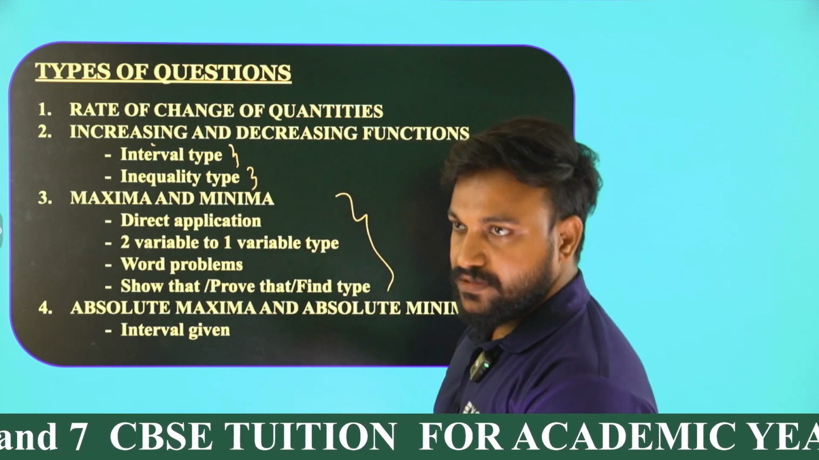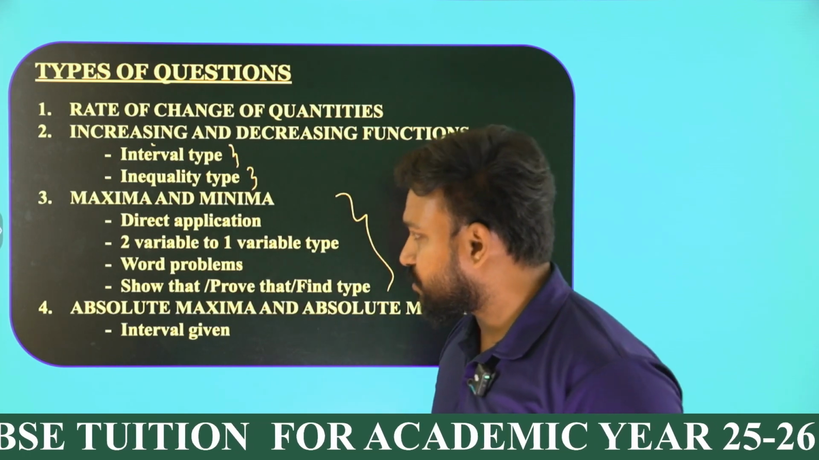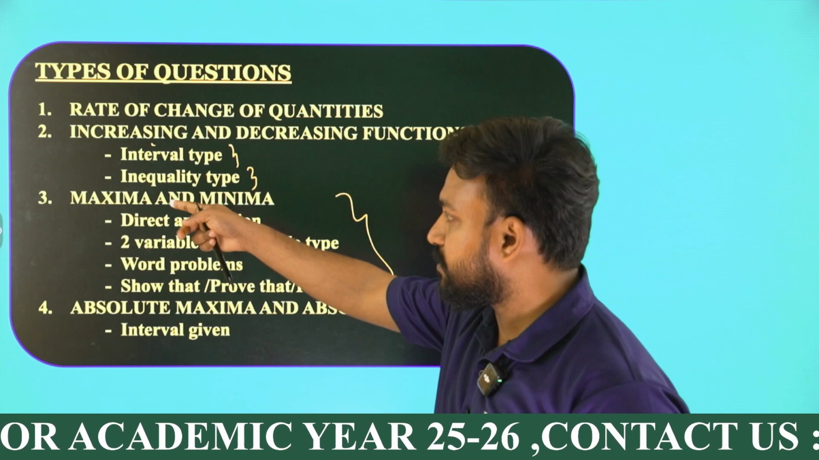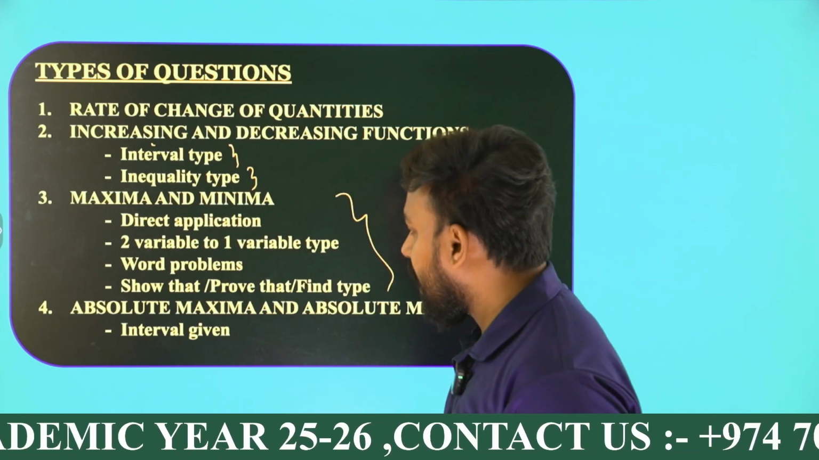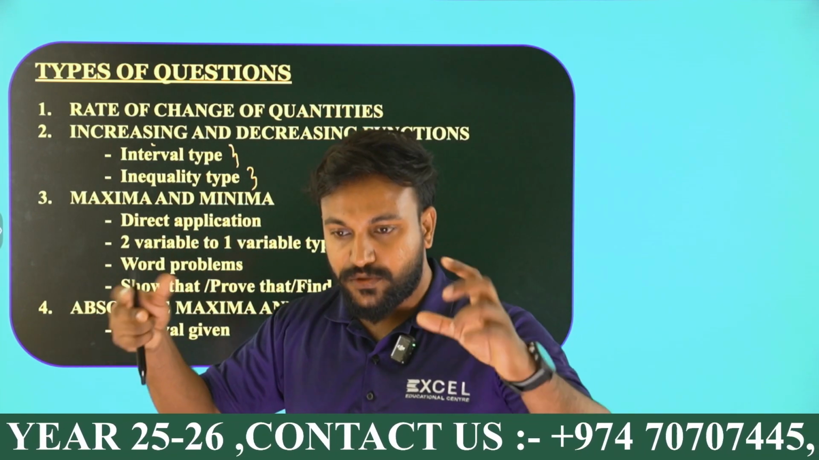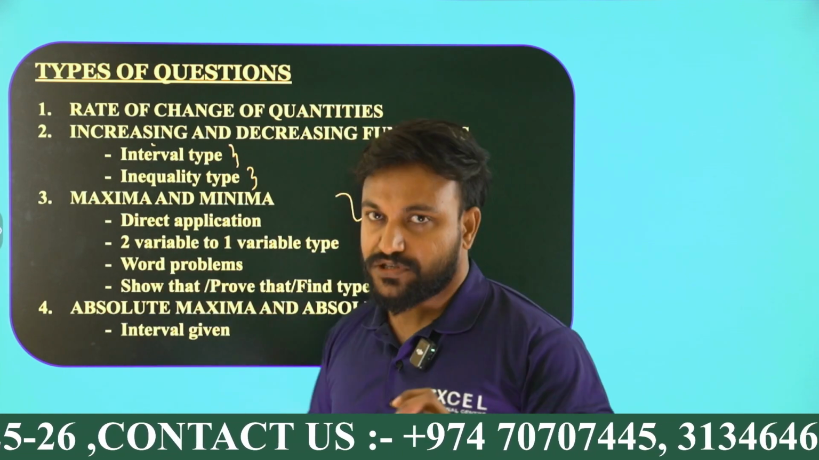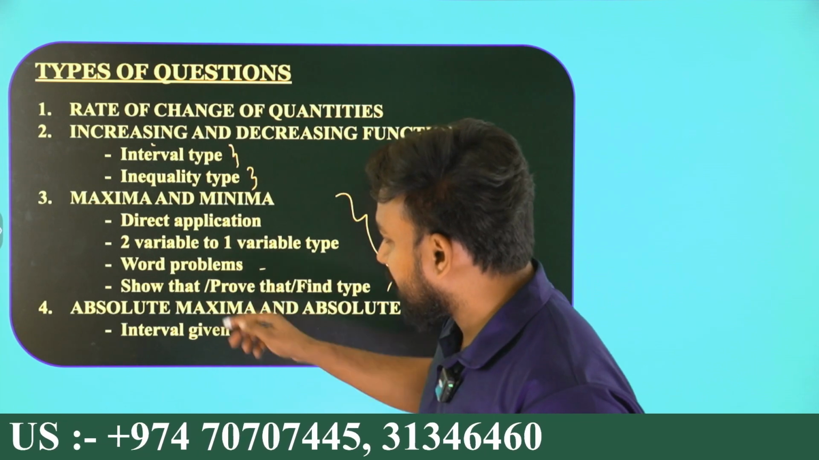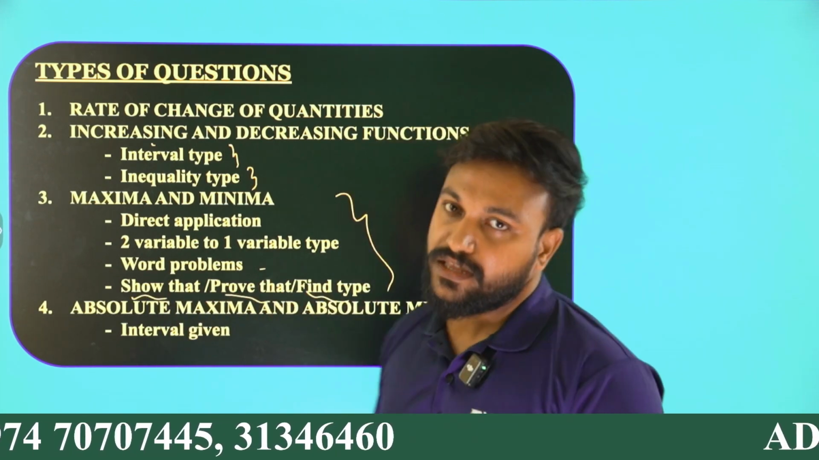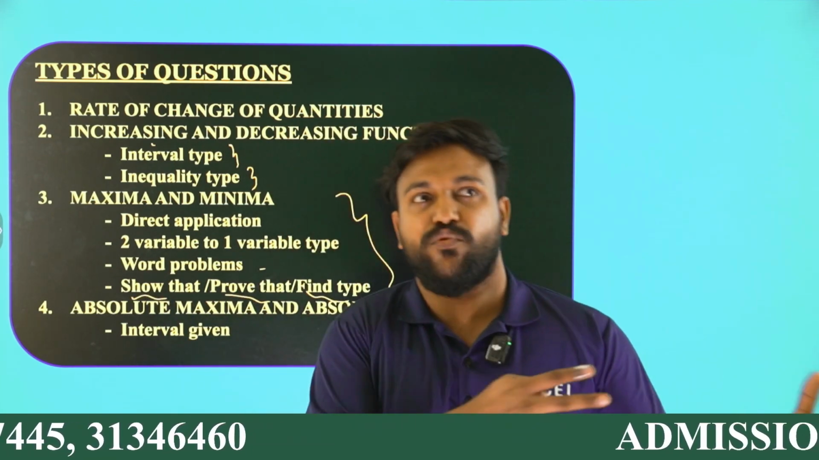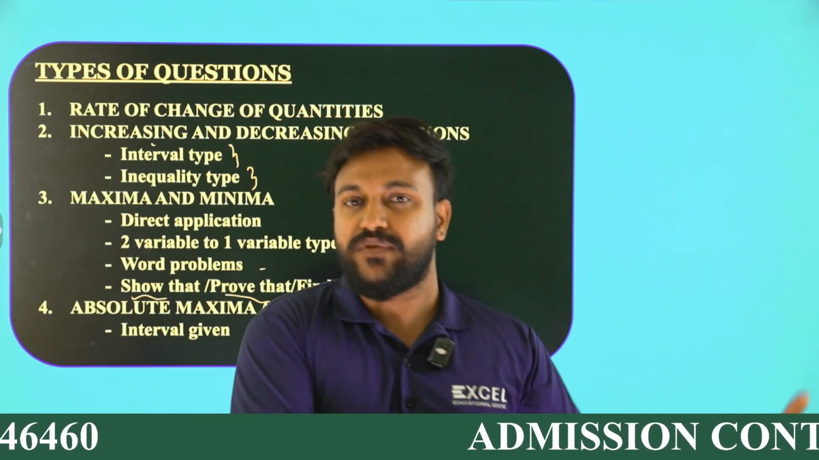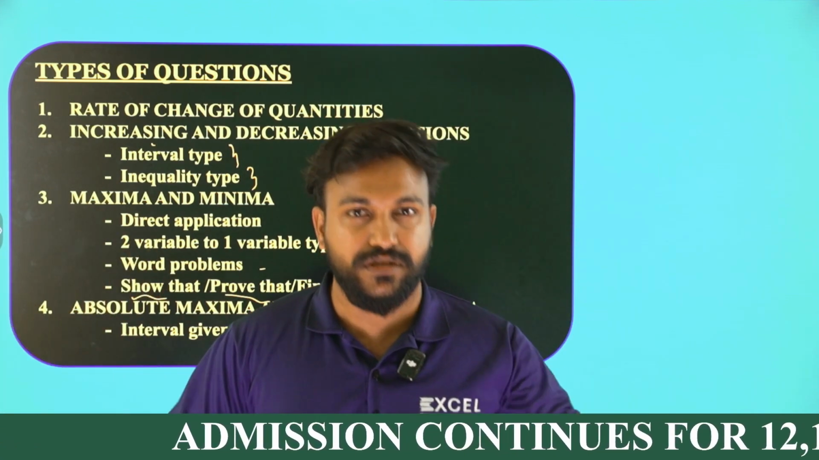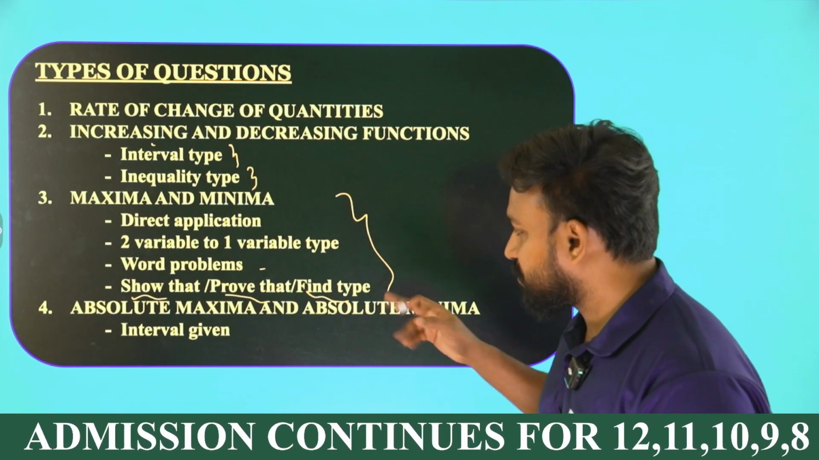They may ask you a direct question, or they will give you a two variable function, and you have to convert that back into a single variable function to check where the function is maximum and minimum. And word problems: I will give you some situation. From that you have to create an equation that is a two variable function, then convert it back into one variable. They will give you a word problem, and from that you need to show or prove or find something. So when the volume is maximum, you have to find that the radius is this. When the surface area is maximum, you have to find that the radius is half of the height, that kind of question. And the last topic is absolute maxima and absolute minima.